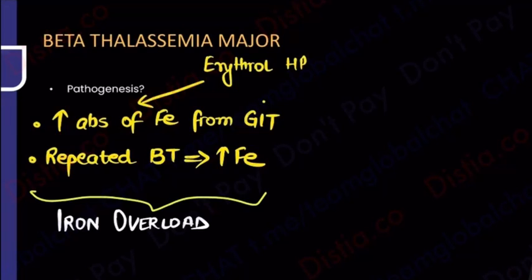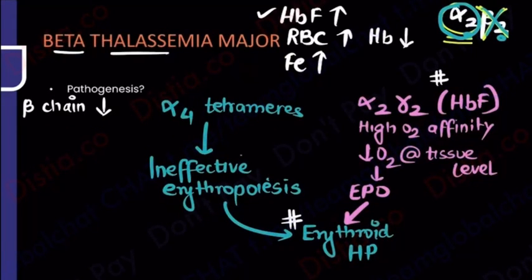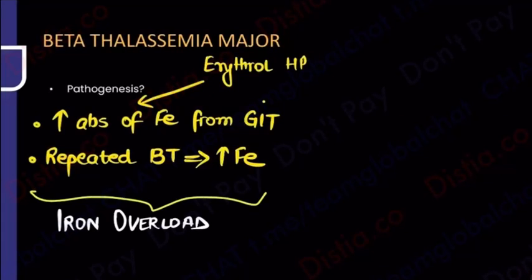The reason for iron is also clear. Why did fetal hemoglobin increase? You understood. Why is there erythroid hyperplasia? You understood. Because of erythroid hyperplasia and because of blood transfusion, the iron levels are also elevated. That also you've understood.